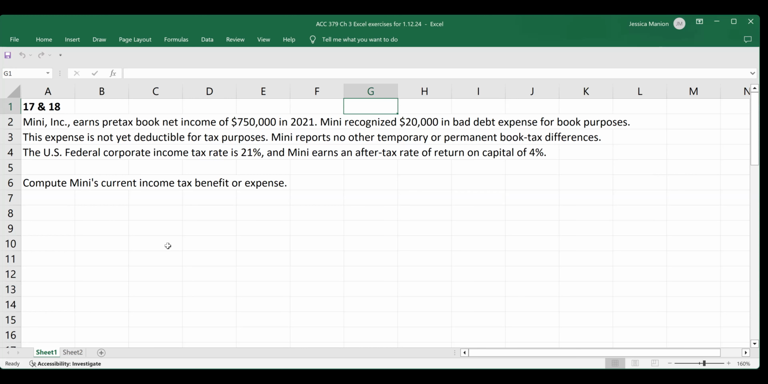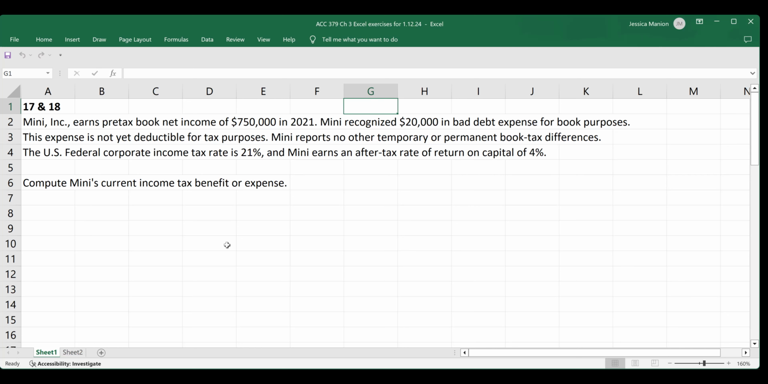This one says, Mini Inc. earns pre-tax book net income of $750,000 in 2021. Mini recognized $20,000 in bad debt expense for book purposes. This expense is not yet deductible for tax purposes. Mini reports no other temporary or permanent book tax differences. The U.S. federal corporate income tax rate is 21%. And then it says Mini earns an after-tax rate of return of capital of 4%. That is not applicable to what we're calculating.